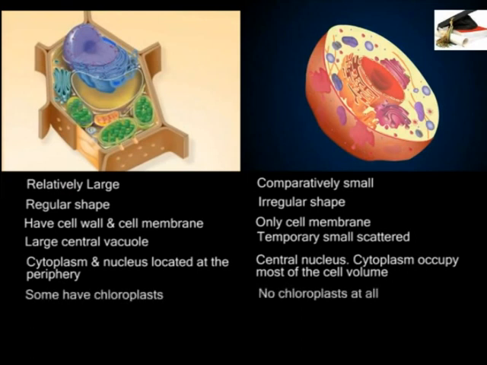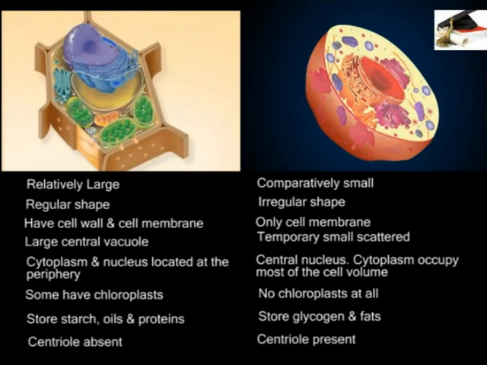Some plant cells have chloroplast, while animal cells absolutely have no chloroplast. Plant cells usually store starch, oils, and proteins. Animal cells store glycogen and fat. Plant cells have no centriole, while animal cells do.